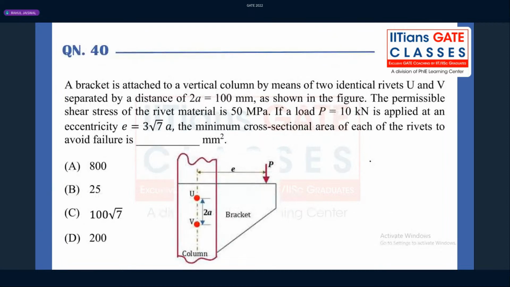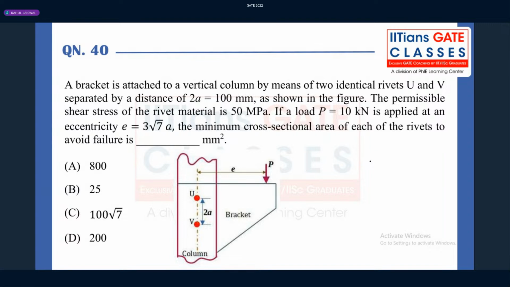Now coming to the last question, this one. Try to see this question, guys. Again, I told you, right? This question is again from the riveted joints. So permanently one question is being asked from this section, right? In the machine design.